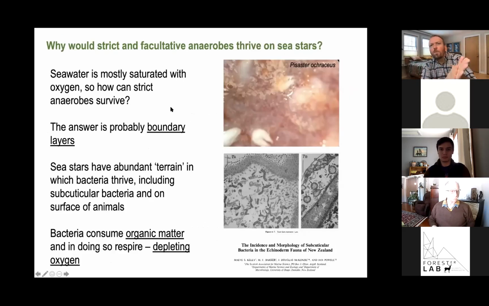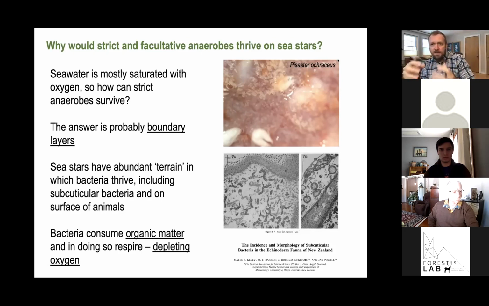All right. So why would we find strict and facultative anaerobic bacteria on C-star surfaces? I mean, seawater is normally saturated with oxygen, particularly in the intertidal zone where there's lots of bubbles and waves crashing. And the answer is probably boundary layers. If you look at the surface of Pisaster ochraceus, there's all these little structures here. These are pedicellariae, those claw-like structures. And you get these little things which are papillae, which are the gill-like structures. And so if you have enough terrain there, you can actually generate a pretty big boundary layer.